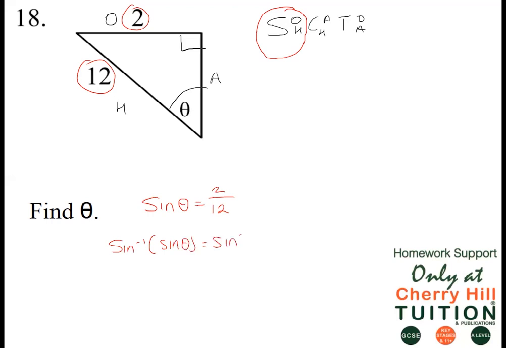leaving us with this. The sines cancel out, leaving us with theta. And then if we do the inverse of sine, brackets 2 over 12 in our calculators, we should get 9.59 degrees. Okay, so pause this video and try the question again on your own, and let's check if your working out and answer matches mine.